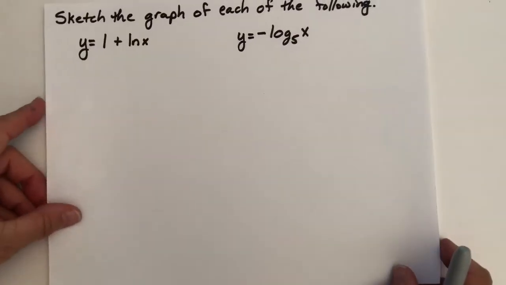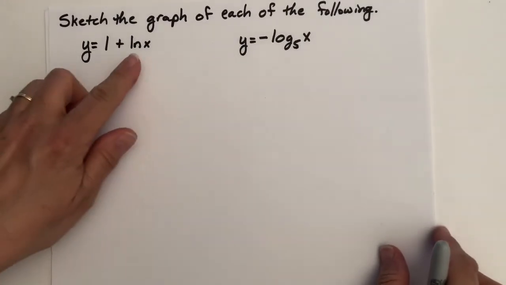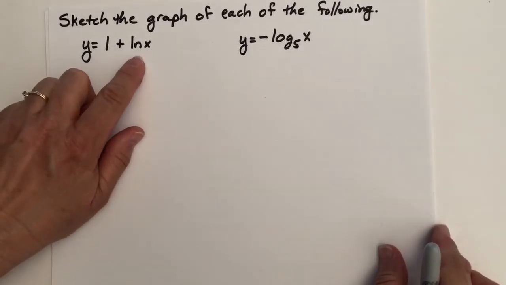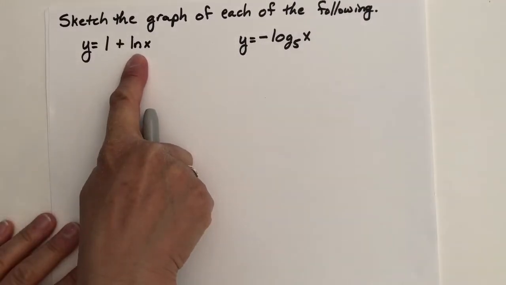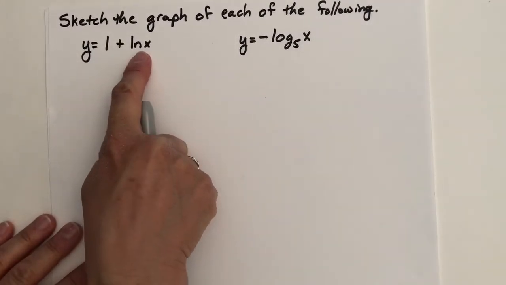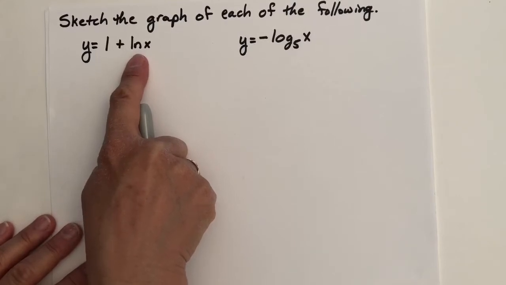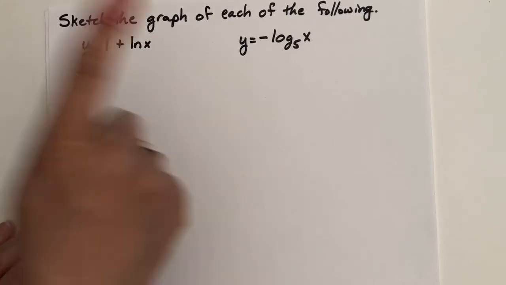Let's graph this one. Y equals 1 plus ln of x. Don't forget that this is our natural logarithm. That means our base is e. Remember, e is about 2.7. So its shape is almost identical to the previous one.